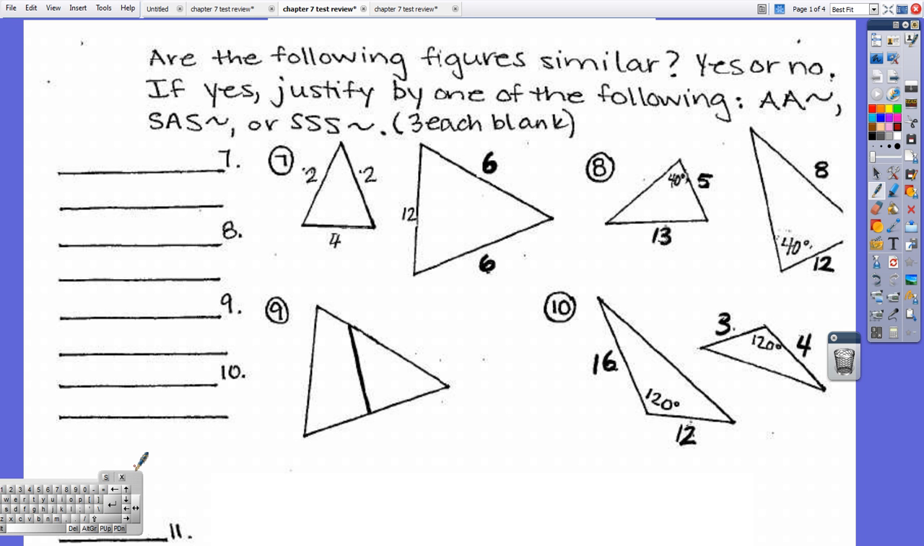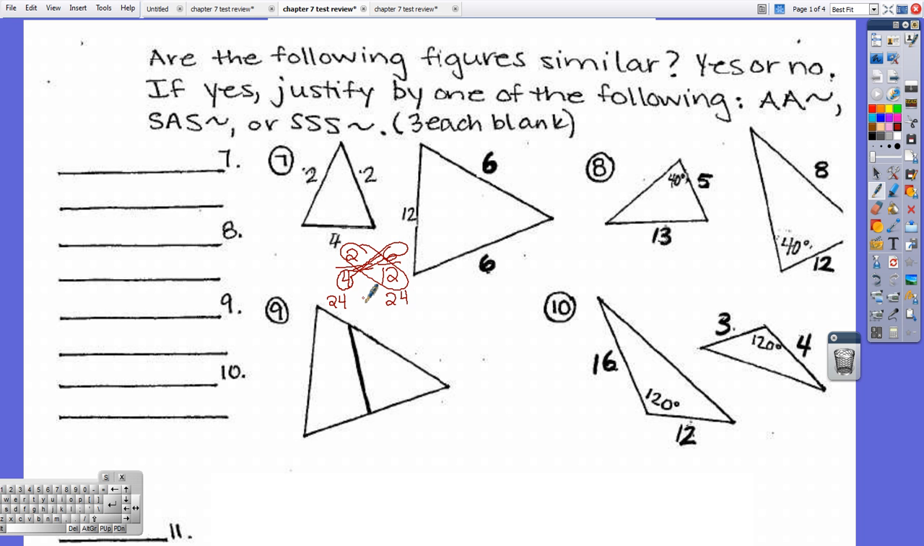Alright, so first we have to know that we have to set up proportions for any of the sides that we have. So on number 7, I'm going to set it up: the small side over the big side of the triangle equals the small side of this triangle over its big side. And I'm going to set it up just like this to make sure that my triangles are similar. Well, first, 6 times 4. Okay, if I did the butterfly method, 6 times 4 is 24. And 2 times 12, that equals 24.